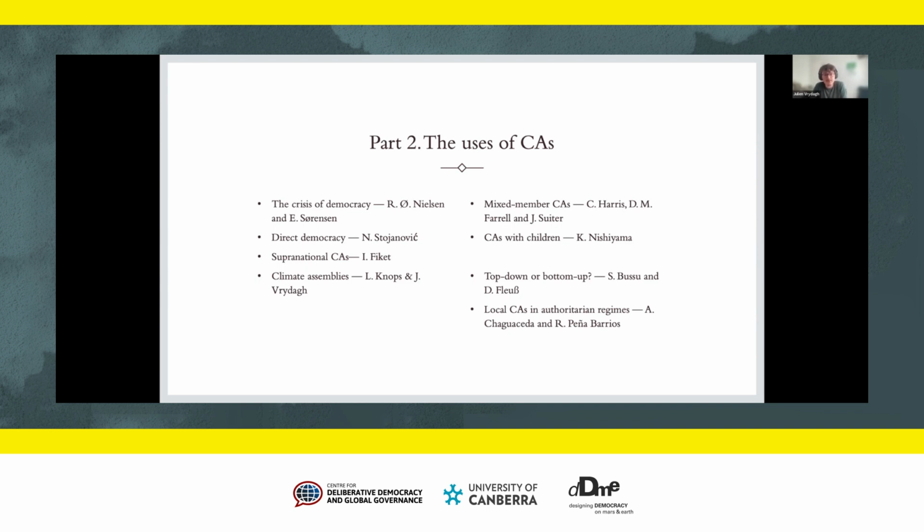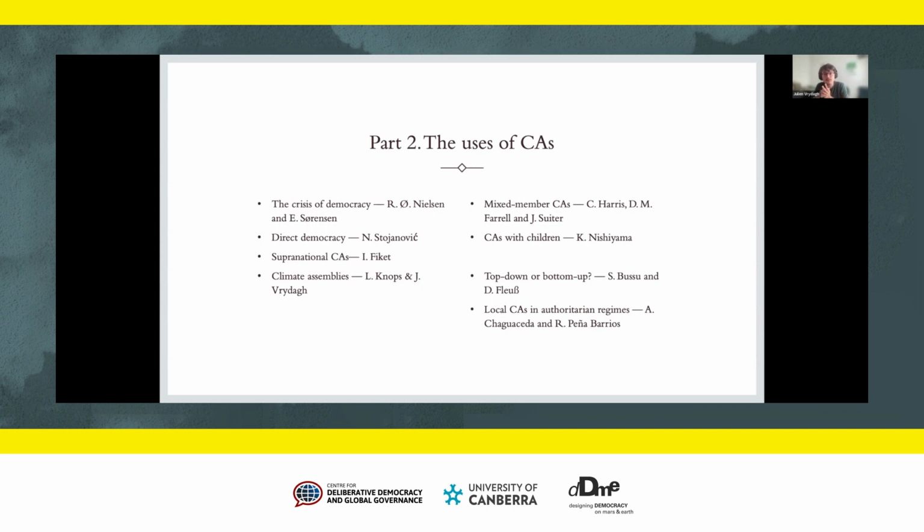And then we also have a chapter which I co-wrote with my colleague Louise Knops about climate assemblies. We often hear about the benefits of using citizens' assemblies to help tackle climate change. And with Louise, we actually disentangled the problem of climate governance to see how citizens' assemblies can help tackle specific problems inherent to the climate crisis.